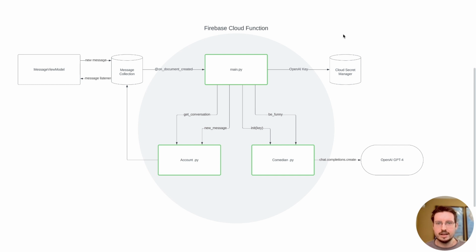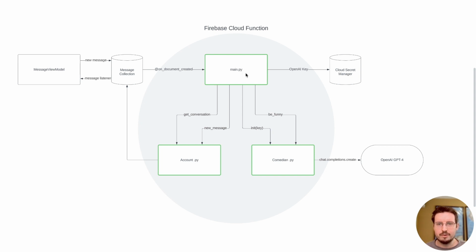All right, now that we've covered what's outside of the Firebase Cloud Function, let's talk about what's inside it. And to cover what's inside it, we're going to actually follow the flow of a new message. So first, the message view model will create a new message. This new message will be added to the message collection. Within our Firebase Cloud Function, we have a trigger on the message collection for onDocumentCreated.